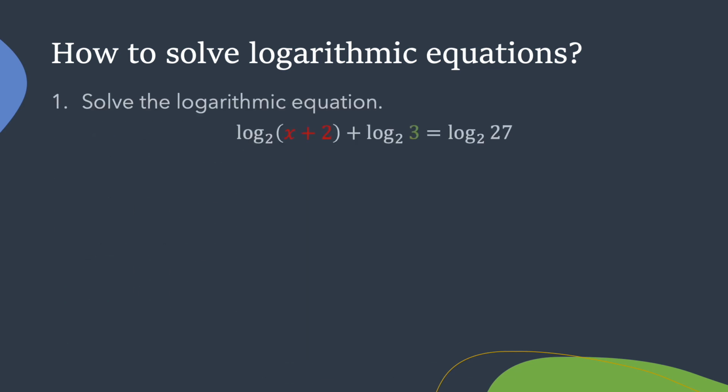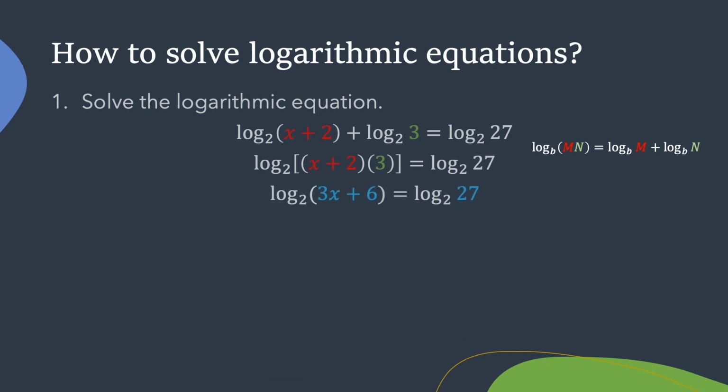Solve the logarithmic equation below. This is an equation of the first type, so we want to transform the left-hand side as a single logarithm. We can do that by using the reverse power rule to condense it. Here's the rule in case you forgot. So the equation becomes, distributing 3 to both terms in red, we can now drop the logs, then set the arguments equal to each other.